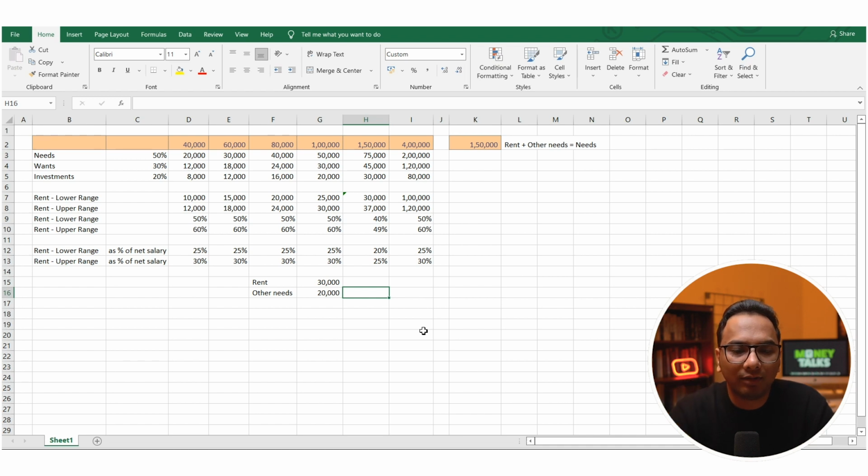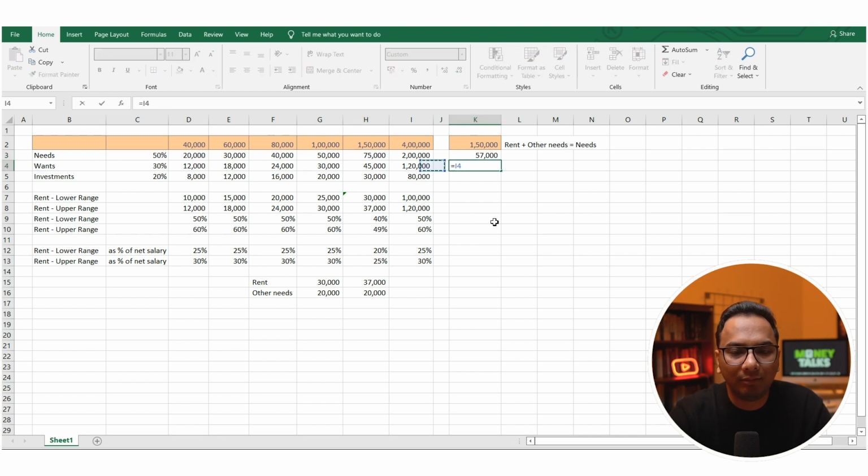So, what is the total of the needs bucket on the 1,50,000 income? My other needs will remain same and my rent is now 37,000 rupees. Great. So, the total of needs becomes my total of rent plus total of other needs, which is 57,000 rupees. Right? But originally we had calculated that our needs will be 75,000 rupees. So this shows that we are making some savings here, right?